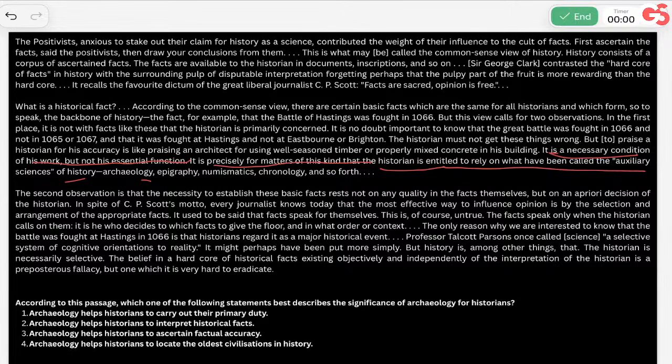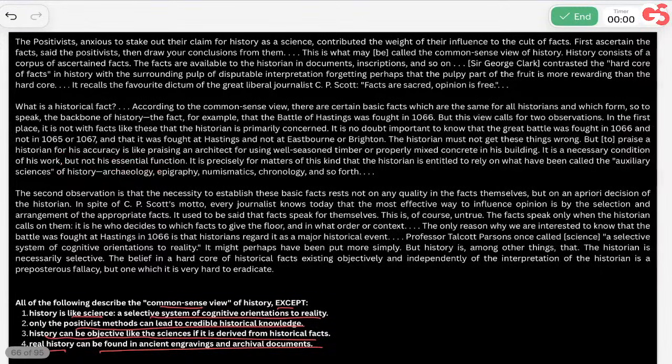Objective facts. The first is, archaeology helps historians to carry out their primary duty. Objective facts are not there; what his primary duty is isn't known. Archaeology helps historians to interpret historical facts. Archaeology helps historians to ascertain factual accuracy. Wow, this is more objective. So whatever is objective is the correct choice. Archaeology helps historians to locate the oldest civilizations in history. No, factual accuracy is objective truth, so we will mark this. This is the work the other auxiliary sciences of history will do. Is that clear, everyone? Coming to the next one.